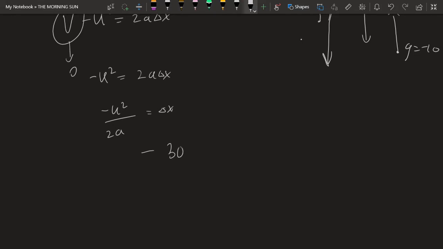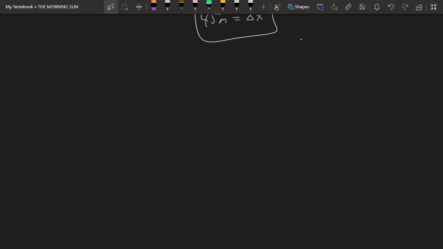Now u is equal to 30, so minus 30 squared. In other words, minus 900 over minus 20, since a is negative, is equal to delta x. Negative and negative cancel out. 0 and 0 cancel out. 2 and 90, you get 45 meters is equal to delta x. Great. Part number 2, find the speed after 4 seconds.